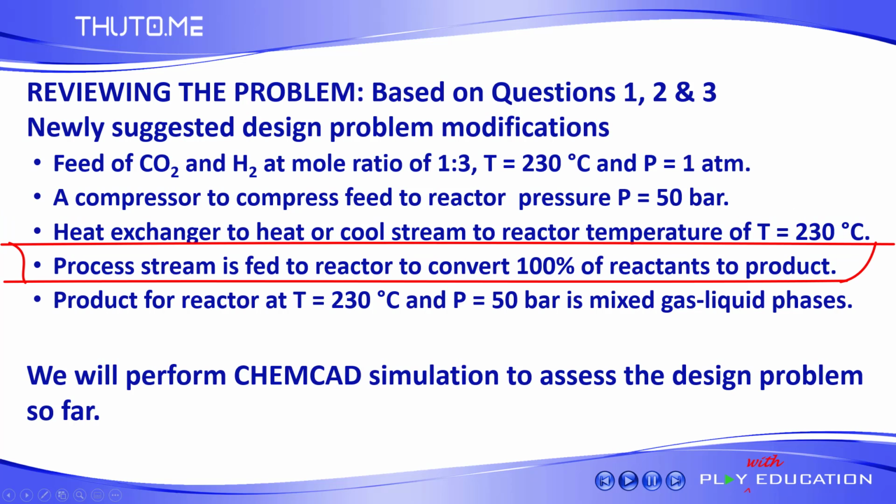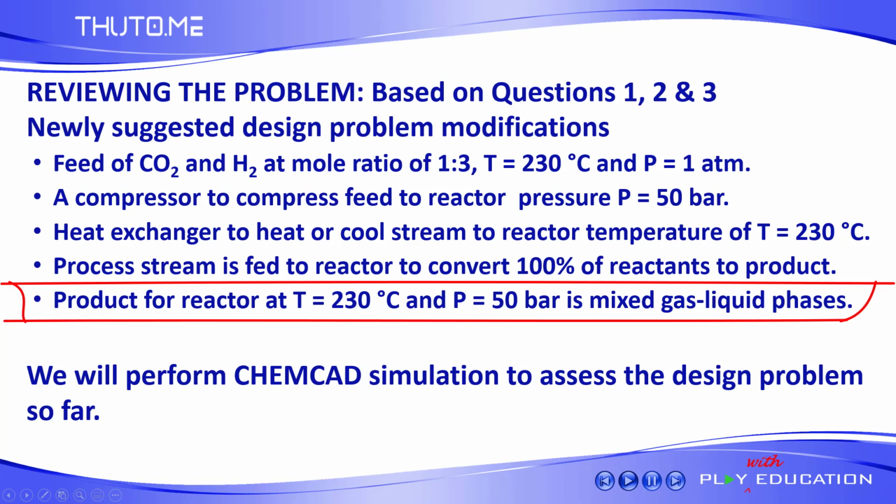The gas is now fed into a PFR reactor operating at a temperature of 230 degrees Celsius and a pressure of 50 bar. The reactor is a stoichiometric conversion reactor type with the conversion of 100% of the reactants to products. Remember from the previous lesson, Lesson 2, Part 1, that the product stream leaving the reactor at a temperature of 230 degrees Celsius and a pressure of 50 bar consists of two phases, with gas and liquid.